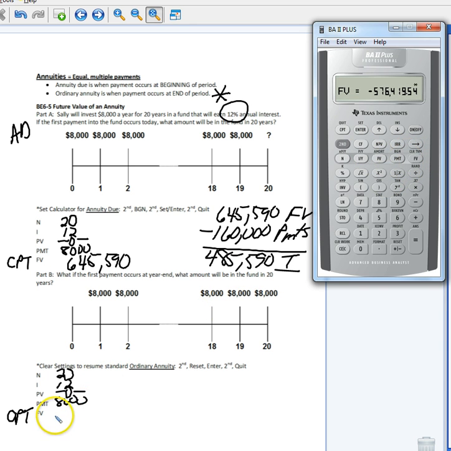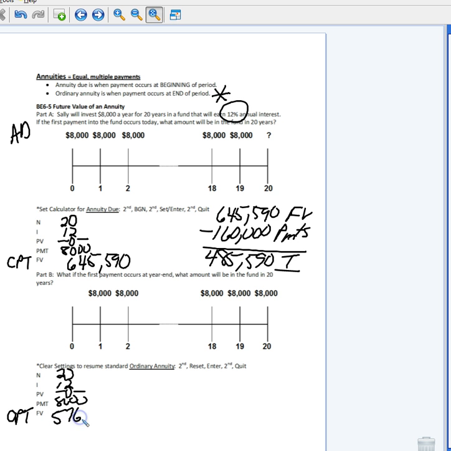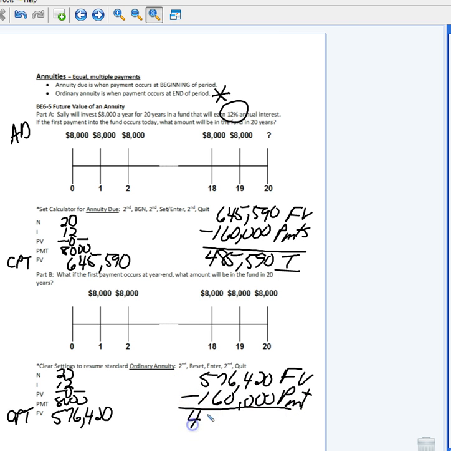So this time we don't get as much. 576,420 is our future value, and again she spends $160,000 to grow that, and she will earn $416,420 in interest.